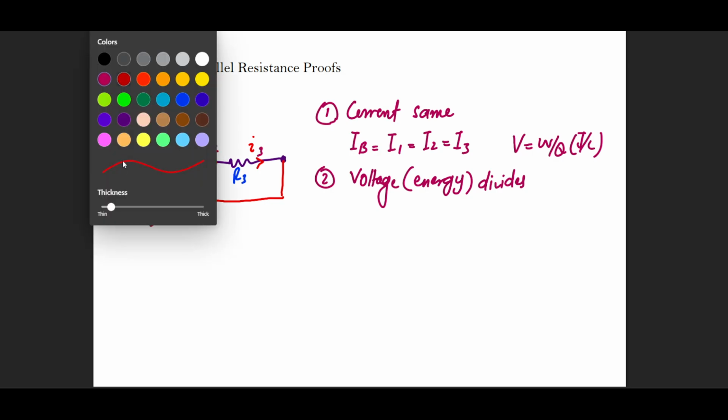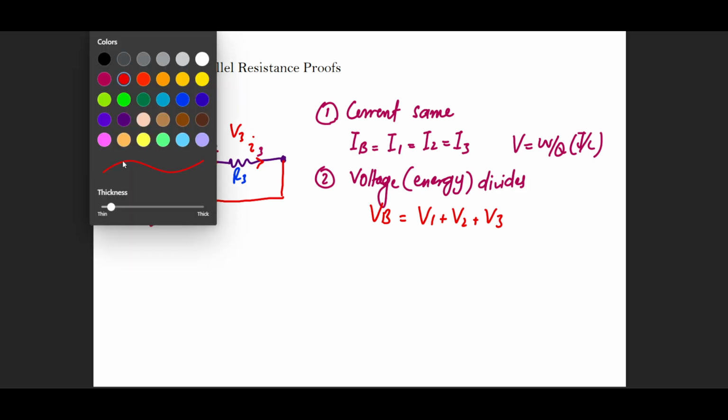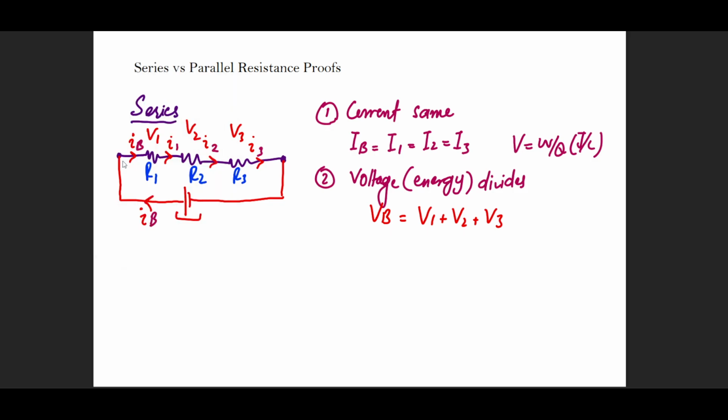So we can say that the voltage of the battery, VB, is equal to V1, which is the voltage of the first resistor, or the potential difference of the first resistor. V2 is for the second, V3 is for the third resistor. So V1 plus V2 plus V3 is the second equation. Whatever energy is provided by the battery will be distributed between the resistors, or shared among the resistors. So this becomes our second equation.